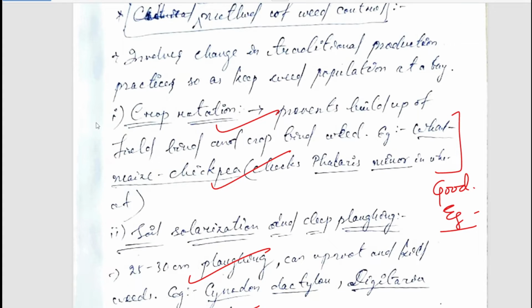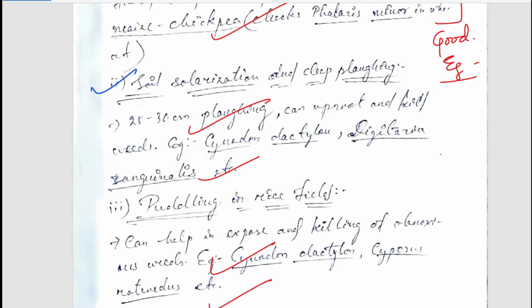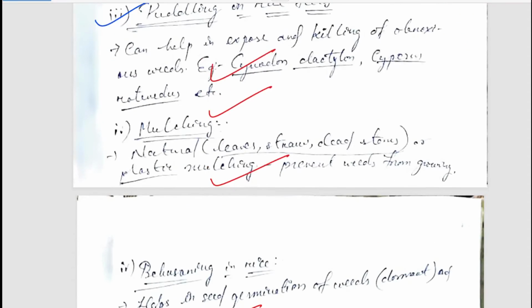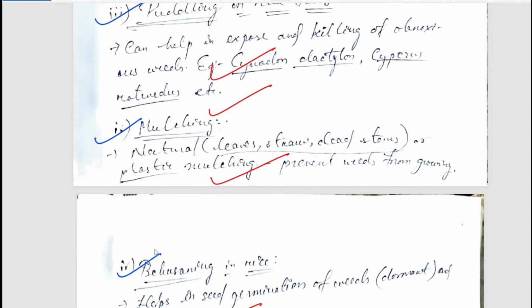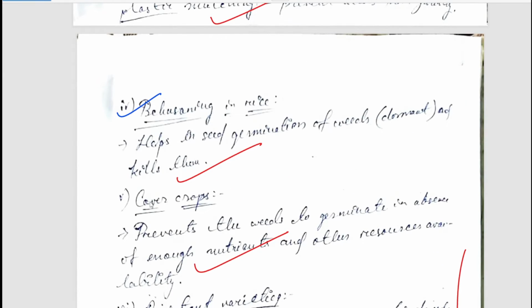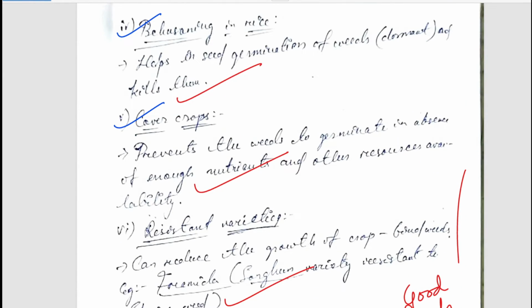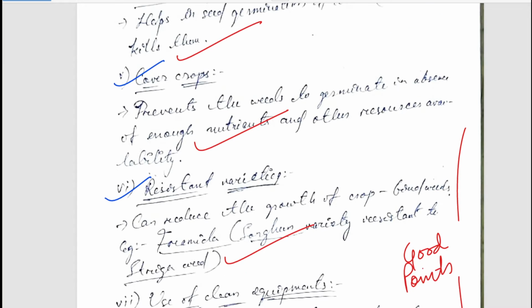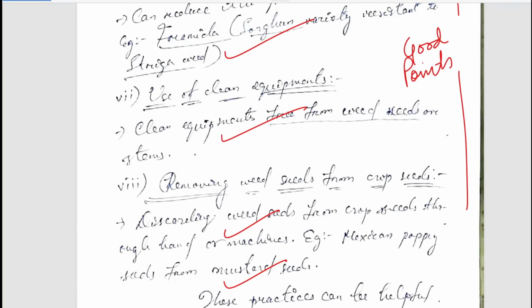We can do crop rotations, obviously. We can do soil solarization and deep plowing. We can do puddling in rice fields. We can do mulching. We can use other methods, cover crops, resistant varieties. So all these things are cultural methods. So you can simply pause and read it if you want to.